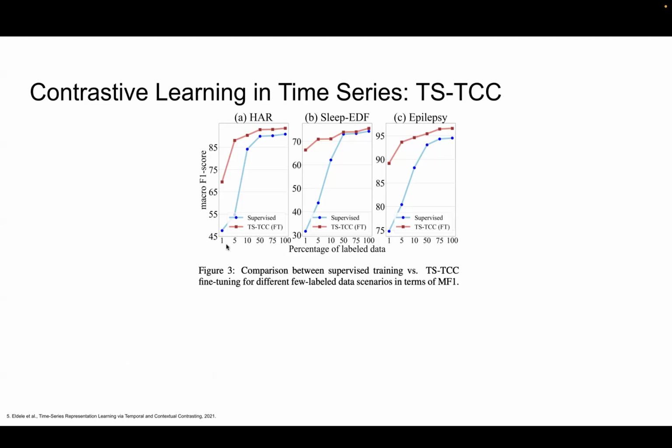We see that with this pre-training, we get the most improvement over the baseline model, which is a supervised model, when there's a limited amount of labeled data available. And even with 100% of the labeled data available, we still see some improvement by doing this kind of pre-training.